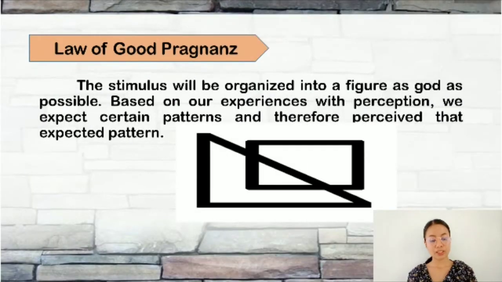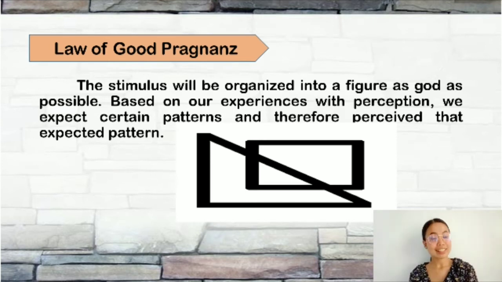The fifth principle is the law of good pragnanz. This principle is where a stimulus will be organized into a figure that is as good as possible. Let us take a look at our example. Good refers to symmetry, simplicity, and regularity. The figure above is perceived as a square that's overlapping a triangle, not a combination of several complicated shapes. If we base it on our experience with perception, we can expect certain patterns and therefore perceive the expected patterns.